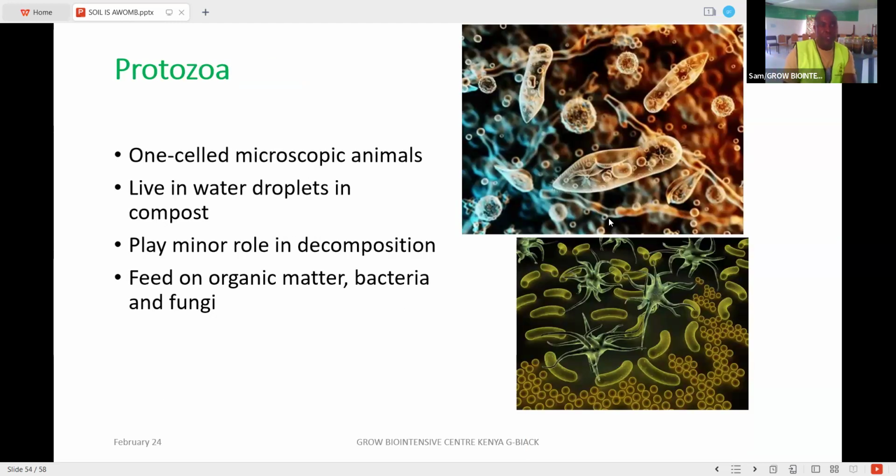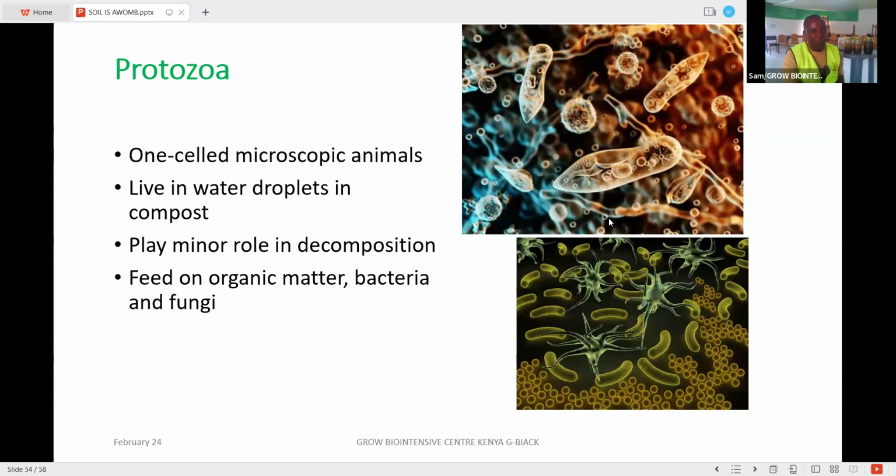Protozoa, in our science, are one-celled microscopic animals. They live in water droplets. So when you water your pile, those drops of water that hang on the materials are where they like living. They go live there and start eating the materials.